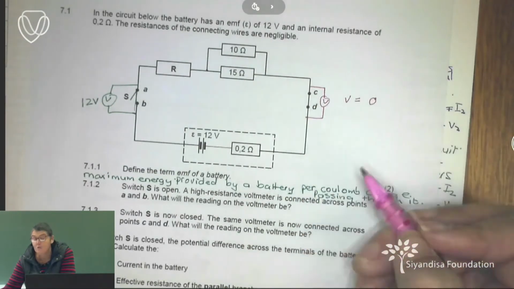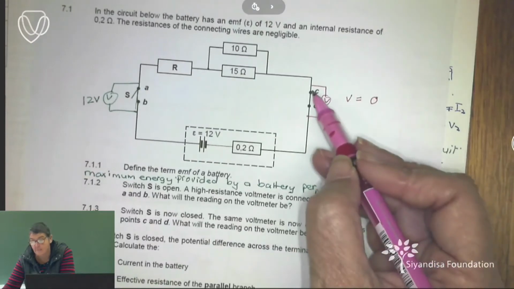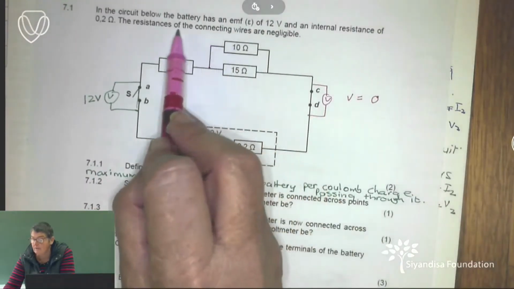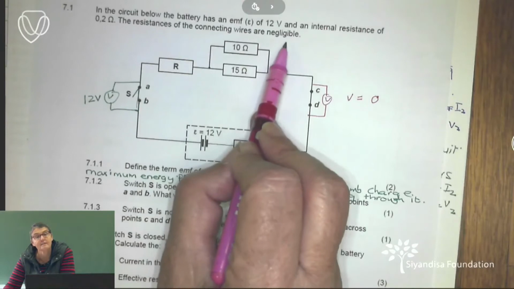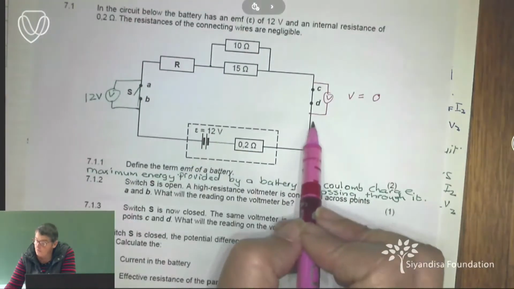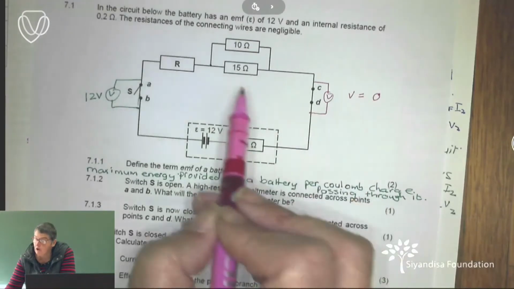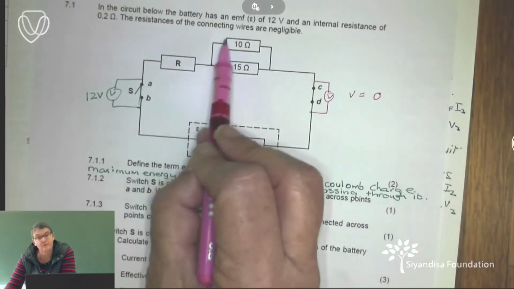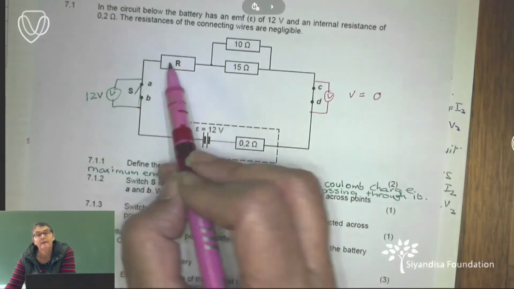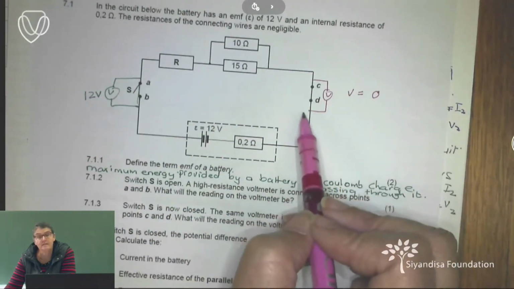Right, why? Because there is no resistance across that point. Because why? They told me that the resistance in the connecting wires is negligible. Okay. So for that now, it will be equal to 0. I will only have a voltmeter reading across my resistors now, okay, because this resistance is negligible.